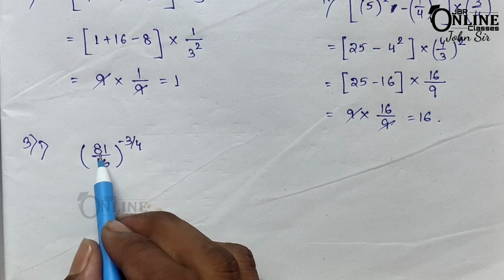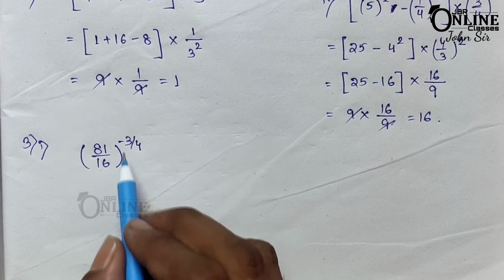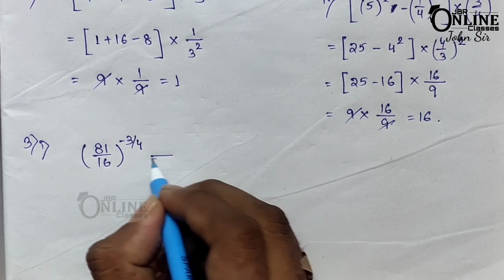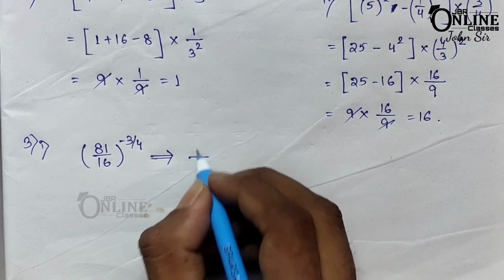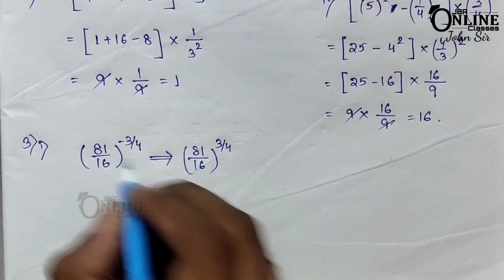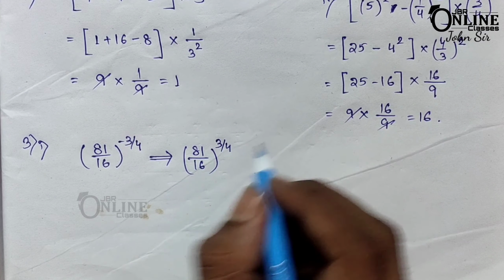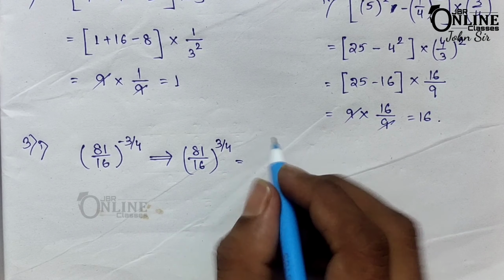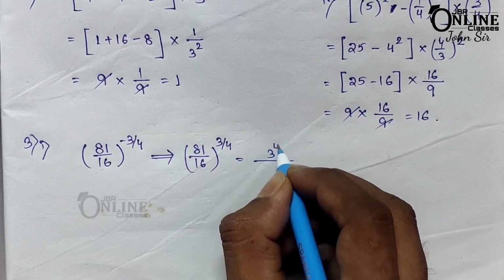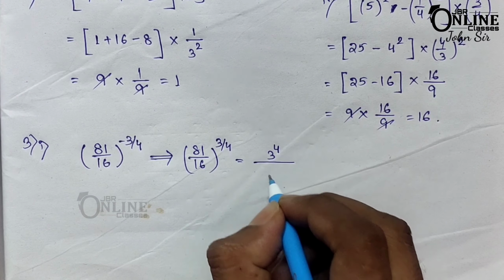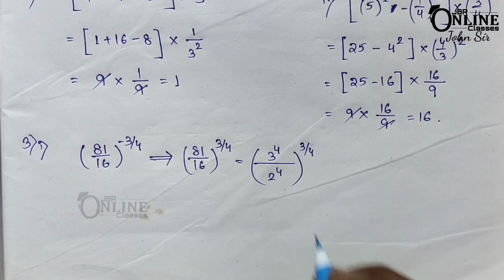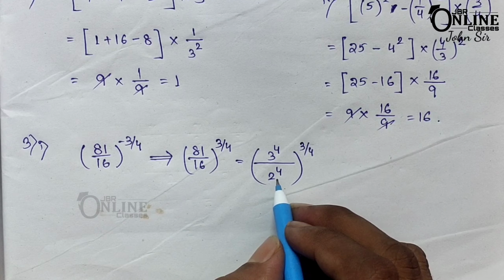So in that case, here 81 by 16 whole to the power minus 3 by 4. That means the multiplicative inverse of this number is 81 by 16 whole to the power 3 by 4. Here minus, here only 3 by 4. So now you have to find out the value of this one. Now 81 means 3 to the power 4, and 16 means 2 to the power 4.